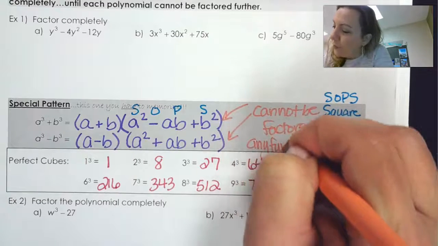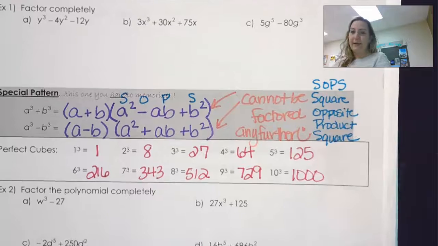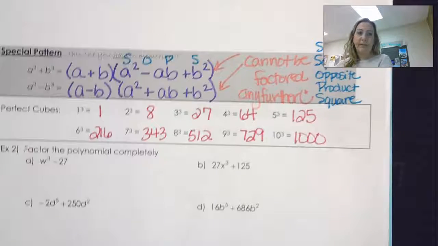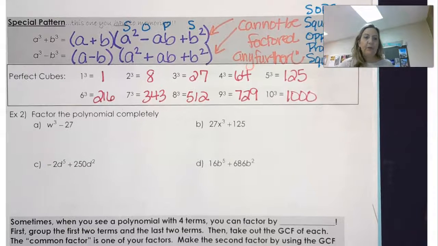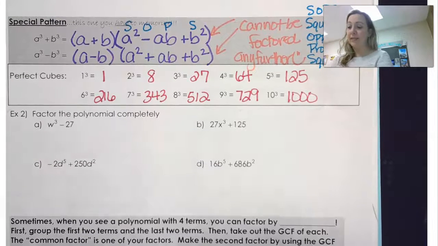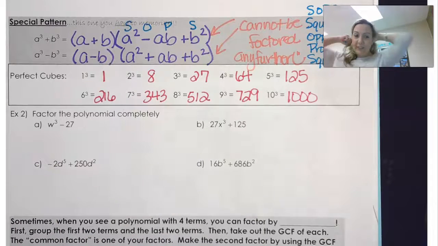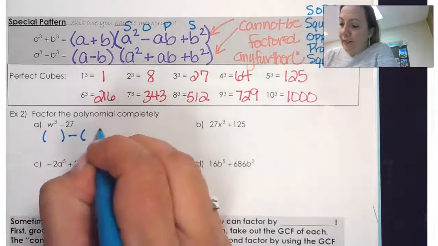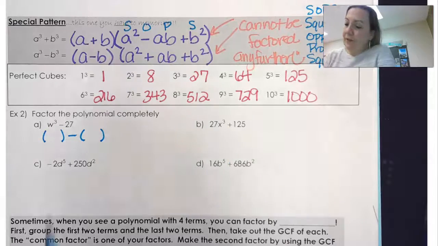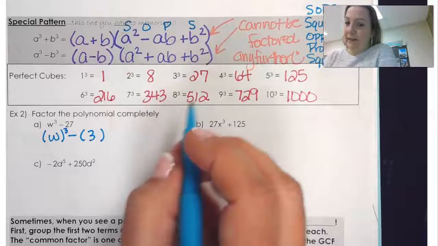Okay, so to do this, it's important that we first, again, identify any perfect cubes that we have in the problem. Okay, so let's look at that in example 2. In example 2, what we have is w cubed minus 27. And hopefully you recognize this as a perfect cube and another perfect cube. And as we start this, I'm going to request that you write what the cube roots are before we begin. Well, the cube root of w cubed is w, and the cube root of 27 is 3.